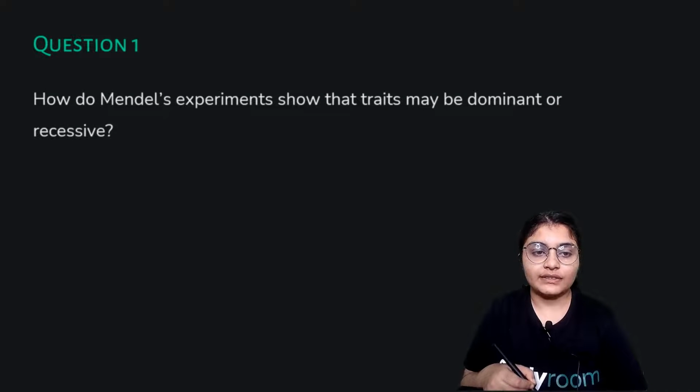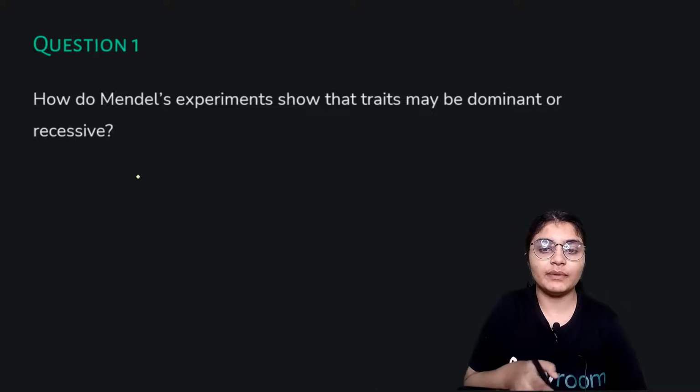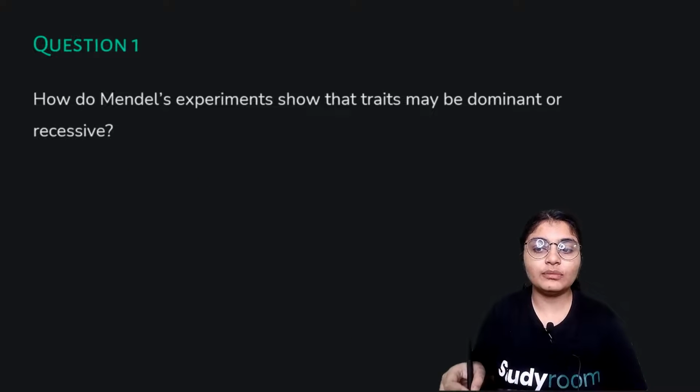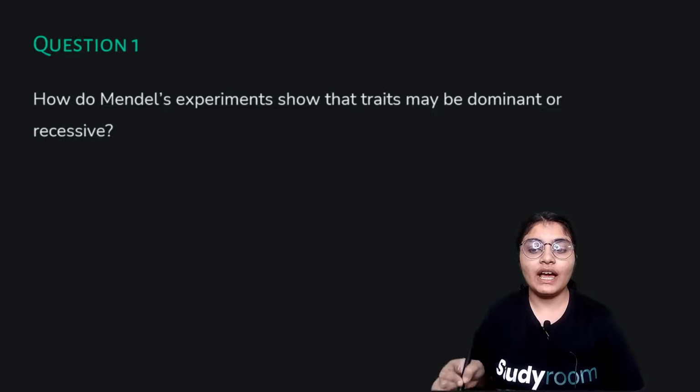Now let us discuss the in-text questions. The first question that we have is, how do Mendel's experiments show that traits may be dominant or recessive? Mendel took pea plants with contrasting characters, that are tall and dwarf, and on cross-pollination he got all tall plants in the first generation, but on self-pollination of F1 tall plants, the plants of the second generation consisted of tall and short plants in the ratio of 3:1, as we studied before, right? And on the basis of these experiments, on the basis of the monohybrid cross of Mendel, the characteristics that appeared in the first generation were called dominant, right?